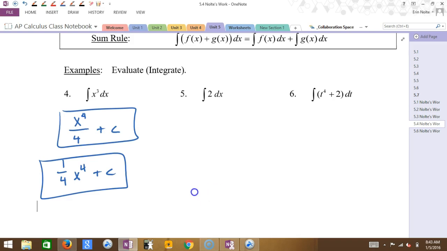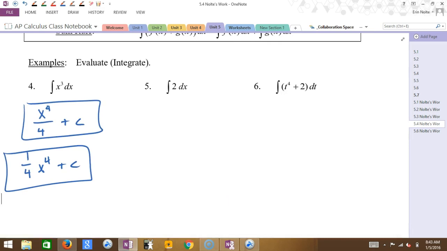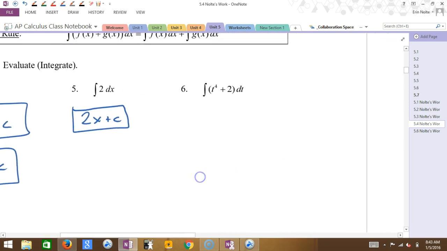Okay, what about question 5? What is the integral of 2? 2x plus c. Good. There's no other way to write that. Okay, question number 6. We just have now 2 terms on our function. So what is the integral of t to the 4th? T to the 5th over 5, good. Okay, which by the way we could say is the same as 1/5 times t to the 5th.